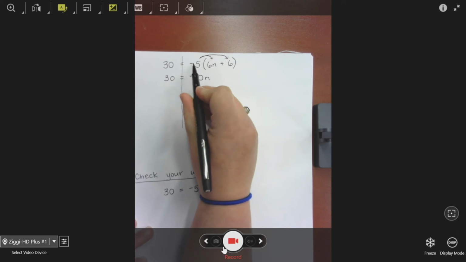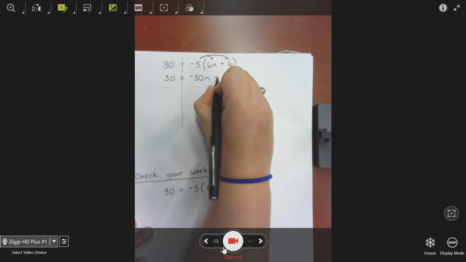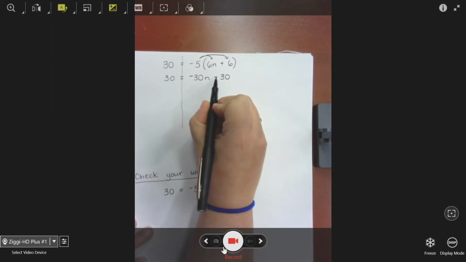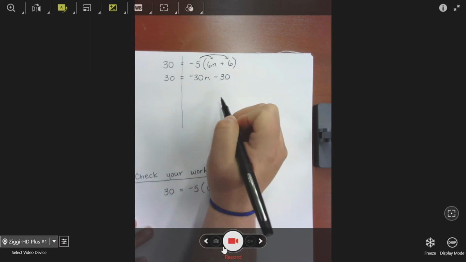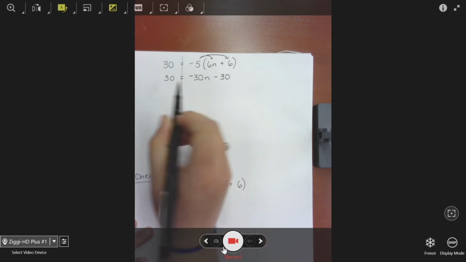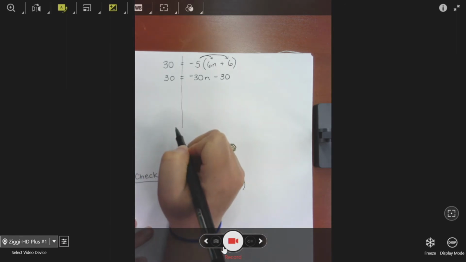And on this side, we have negative 5 times positive 6, which is a negative 30. So you can write plus a negative 30, or you can just write minus 30. It's the same thing. So in this case, I wrote minus 30. Now, this kind of looks like the same setup that we had with our previous examples.